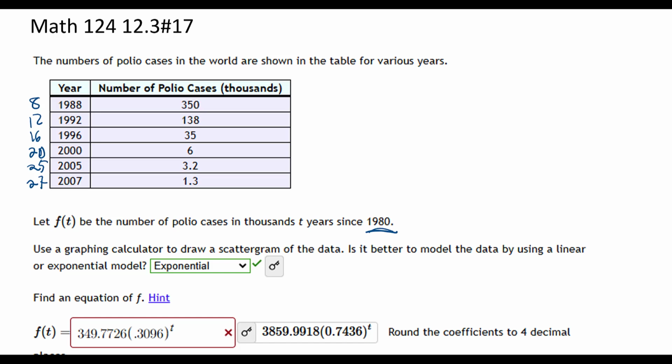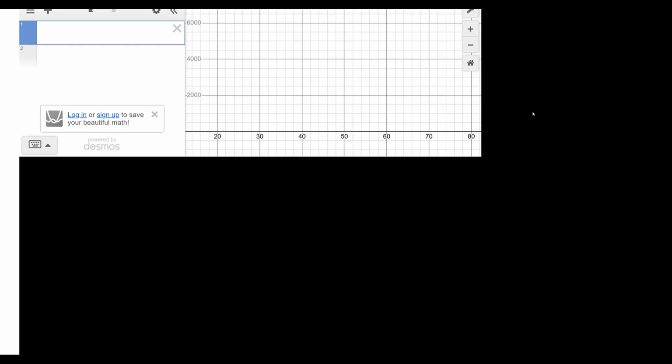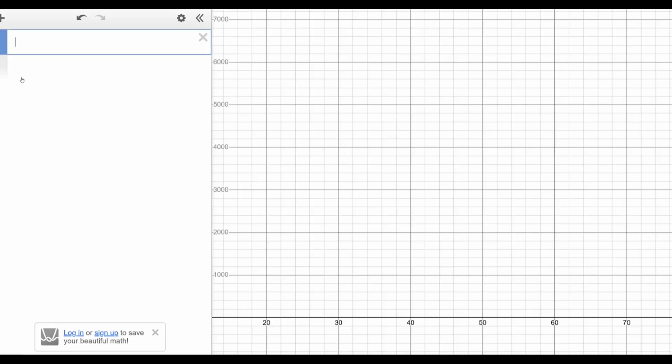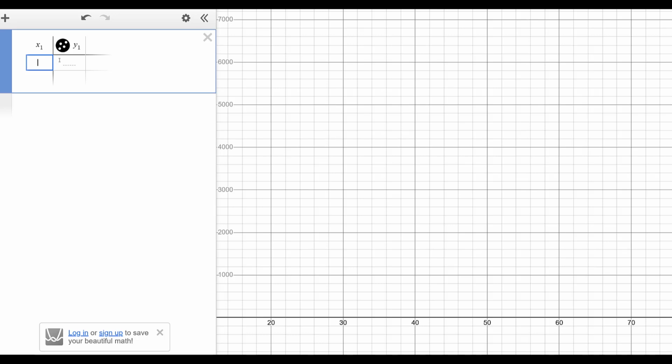I'm going to pull up the scatter diagram in Desmos, and I'm going to show you how to do that here. Let me grab this Desmos window. Okay, let me drag this over a little bit. If I hit the plus, I can go to table, and I'm going to fill in that table. The first one we said was 8, and that corresponded to 350.